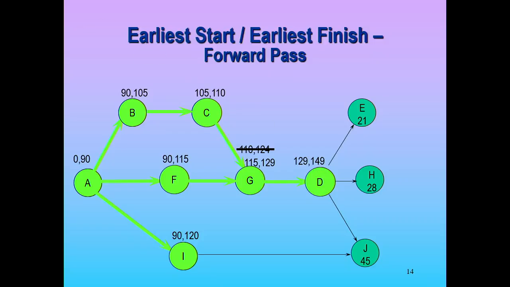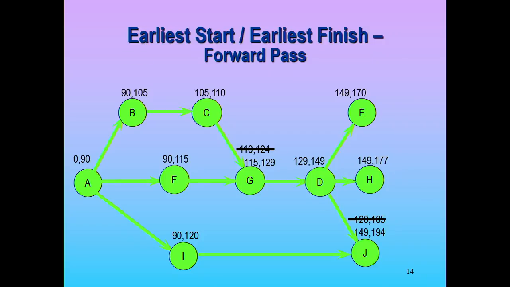Keep going through, 129, 149, 149, 170, 149, 177, 120, 165, 149, 194. Okay. So what we've done is we've made a forward pass through the network, and we've determined every node's earliest start and earliest finish. When can the project be done overall? When's the earliest the whole project is over? 194, the biggest number there. 194 is the earliest finish for the project, and that's what we mean. Everything is done.